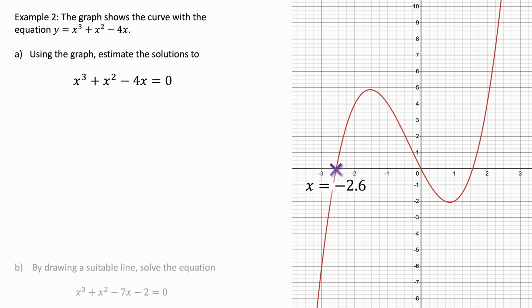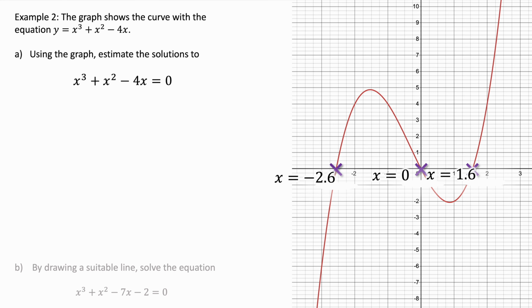X is minus 2.6. I'm just estimating that there. I can't read it perfectly, but it looks to me like a minus 2.6 about. We've also got another crossover at x equals 0. This is when the entire curve equals 0, when it crosses the x-axis. And then here, x is 1.6. That's also a solution. So we get these three solutions here. That is when the curve hits 0, crossing the x-axis.